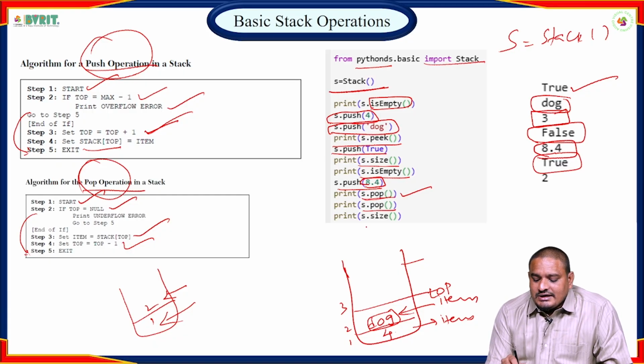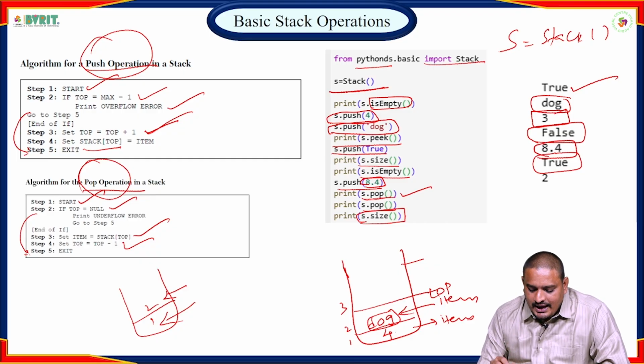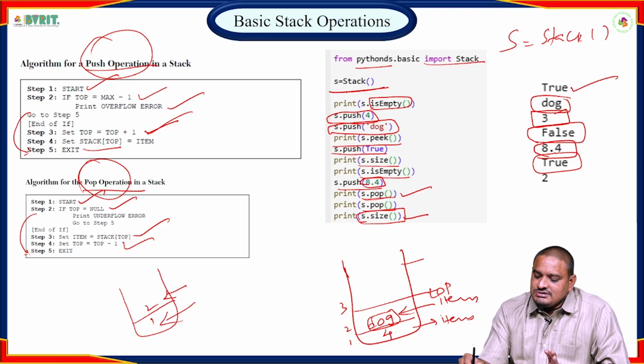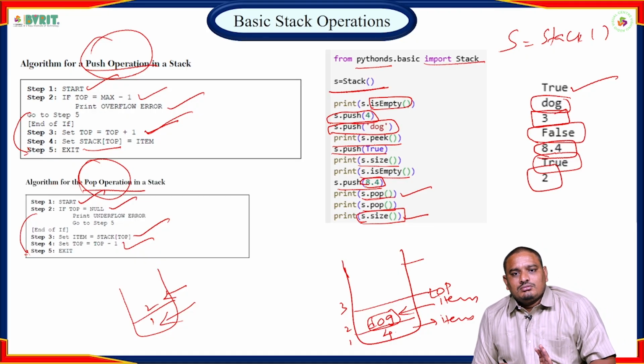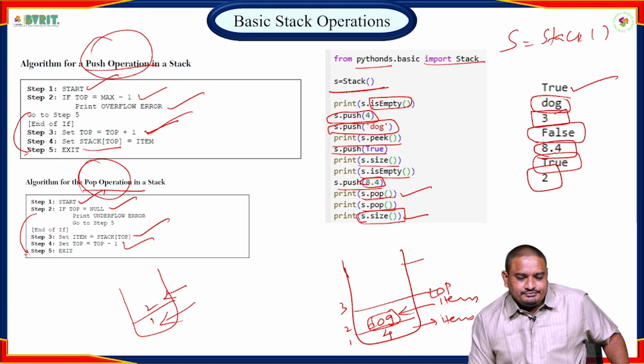Now the next operation is the s dot size method. In the stack, only two elements are available, so the size of the stack is 2. This is the example of stack operations.